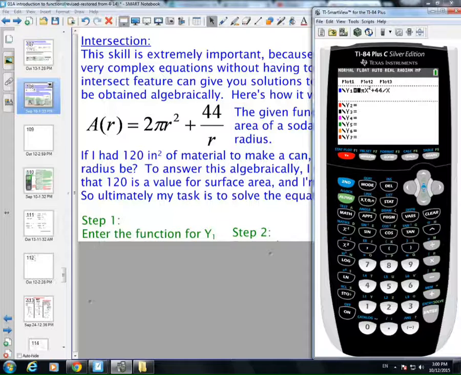Hello, the focus of this particular video lesson is going to be on how we use the graphing calculator in context, and more importantly, how do we write our responses once we've actually used the calculator.